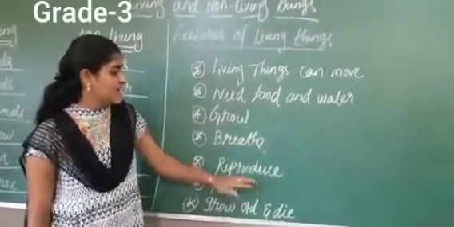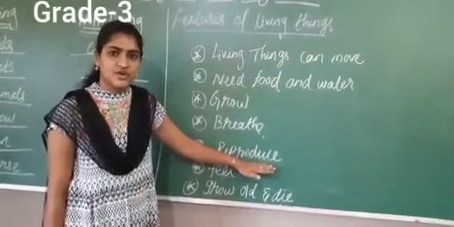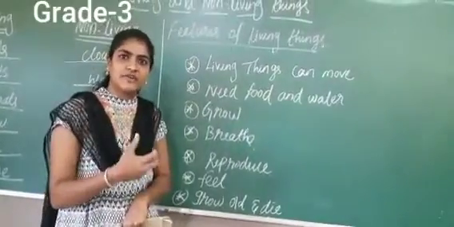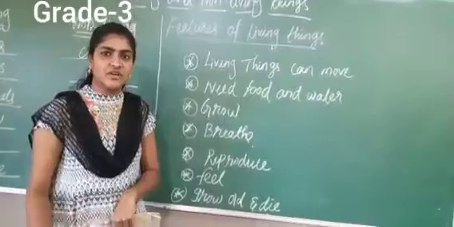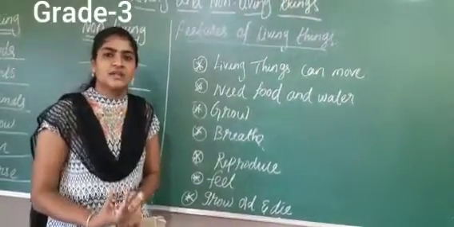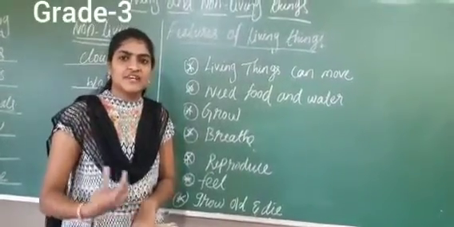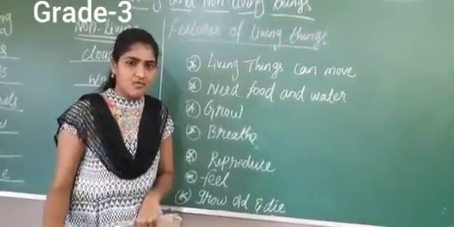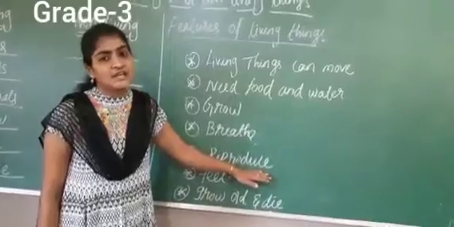Okay, and next one, living things reproduce. Yes, living things reproduce, right? For example, a dog will give birth to puppies or a cat will give birth to kittens. They give birth to young ones. Also, a few animals lay eggs. For example, a hen lays eggs, and after a certain period the small chick hatches out of the shell and comes out. So that is reproduction. Living things can reproduce.